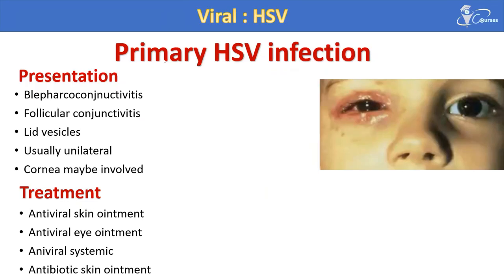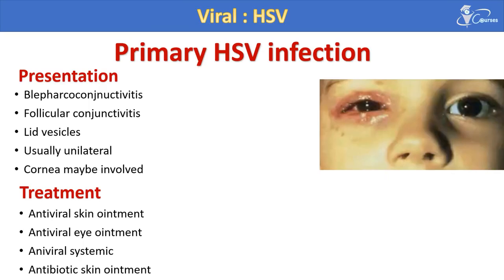Okay, let's now talk about the viral infection. The viral infection can be classified into mainly the herpes simplex virus and the herpes zoster virus. So remember when we talked about the pediatric cornea, we said that when the first contact of the herpes to the baby, it can cause blepharitis, conjunctivitis, and keratitis, or what we term blepharoconjunctivitis.